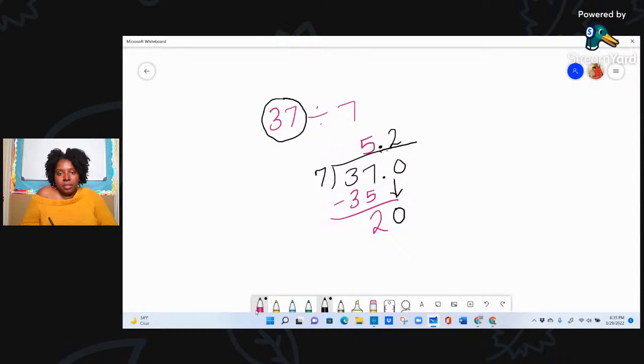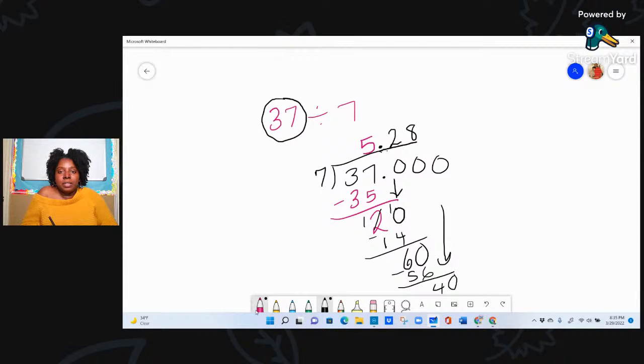2 times. Now this is going to be a very long, ugly answer, so I'm going to stop it after 3 decimal places. But it does go on forever and ever, and it looks very ugly. I see that it goes in 5 times and it goes on forever.